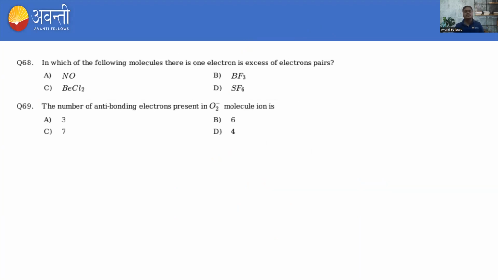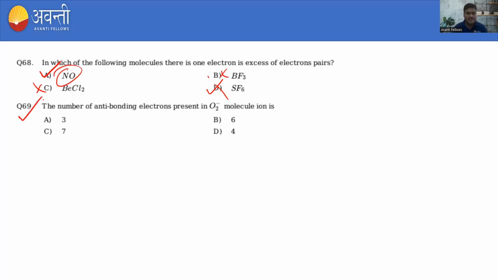Now, the next question is, in which of the following molecules is there one electron in the axis of the electron pair? So if you see, BF3 is a Lewis acid, right? So this will not happen. In BCl3, there is no electron left because it has zero lone pairs, B having three valence electrons, and those three Cl bonds are formed. In SF6, all six are occupied by the fluorine atoms. So only in the case of NO, we have 15 electrons, that is 7 electrons from N and 8 electrons from the oxygen atom. So this is where there is one electron in the axis, so this one is the correct one.